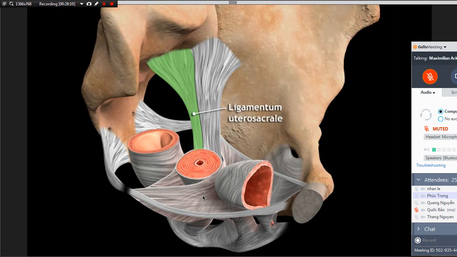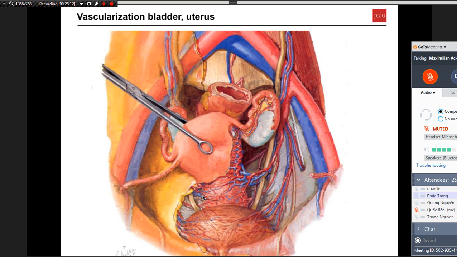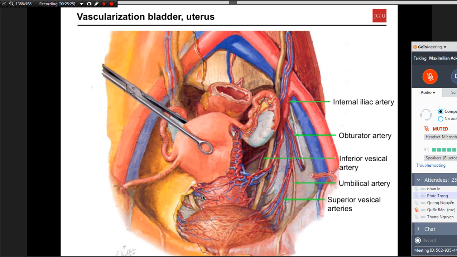You see, this is just located next to each other. So how is the vascularization of the bladder? You have the internal iliac arteries. From the iliac arteries, you have the obturator artery, the umbilical artery, and the superior vesical arteries and the inferior vesical arteries. They are just down there.